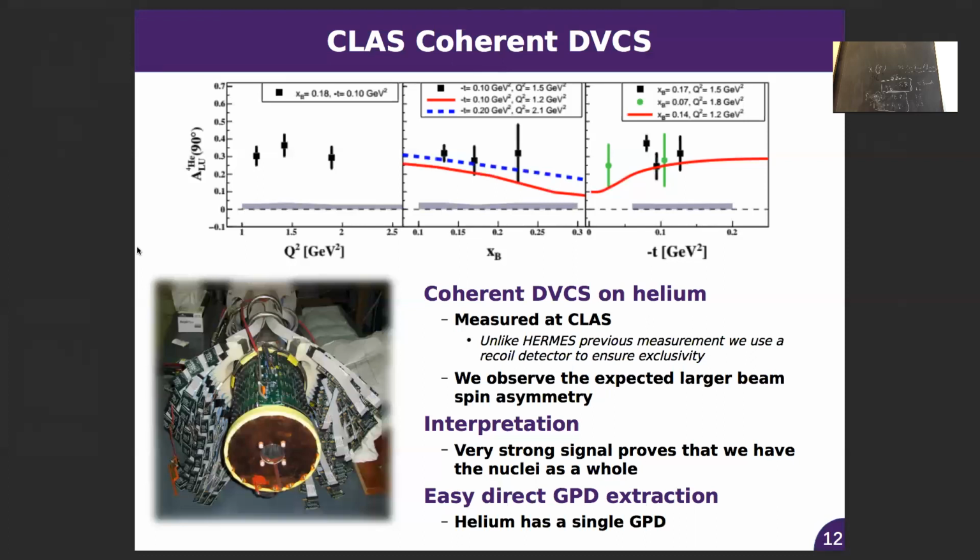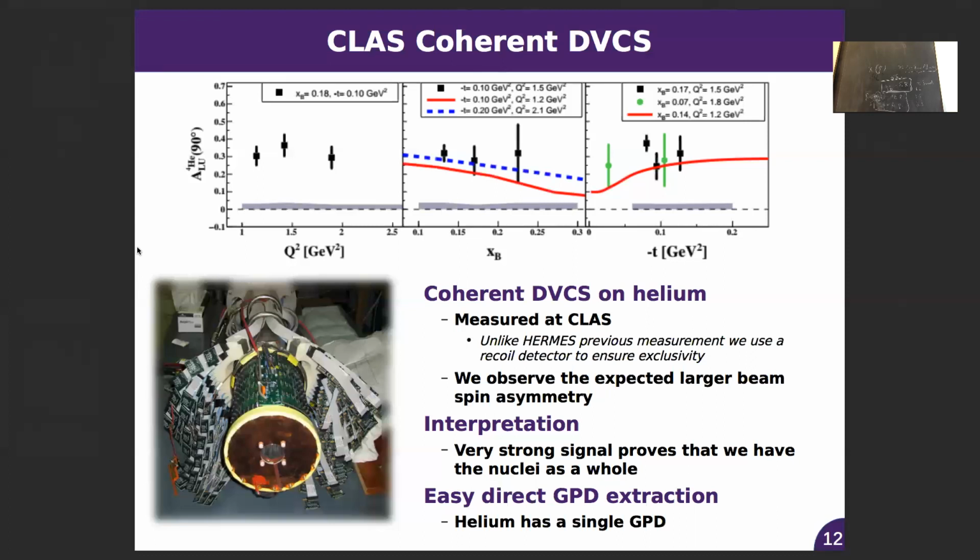So we were very happy with that, because that shows that we are really isolating this asymmetry. Since it's a bigger asymmetry, we cannot get it from any background process. It means that we are actually really extracting that.